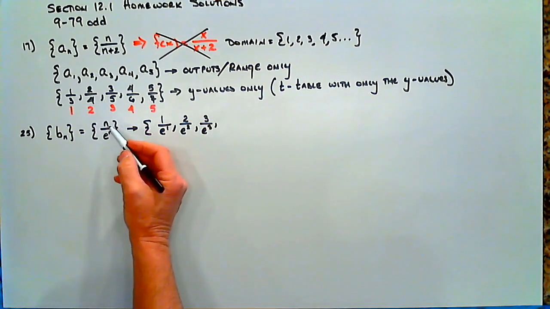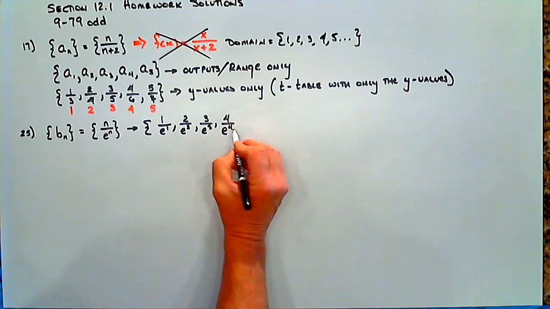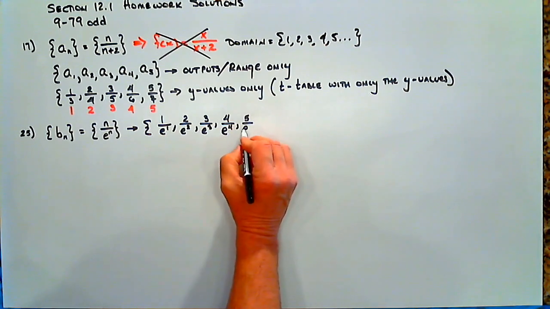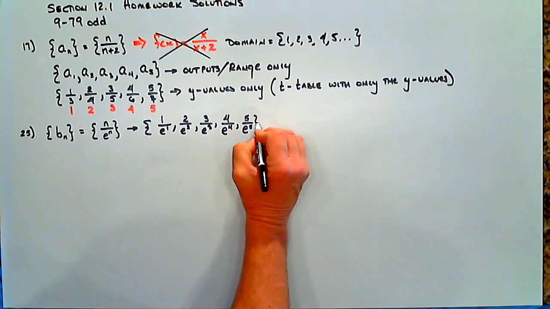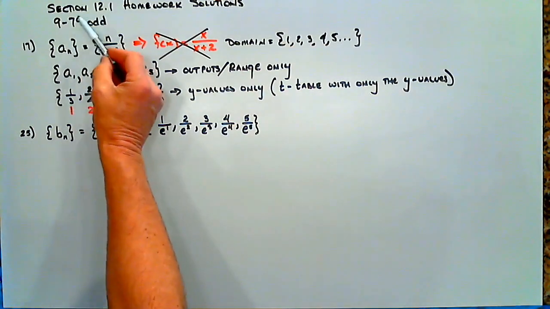Then I plug in 4. It's going to be 4 divided by e to the 4th. And finally, I plug in 5. That's going to be 5 divided by e to the 5th. Okay? And that's the answer to 25. Right? We're already a third of the way to the end.